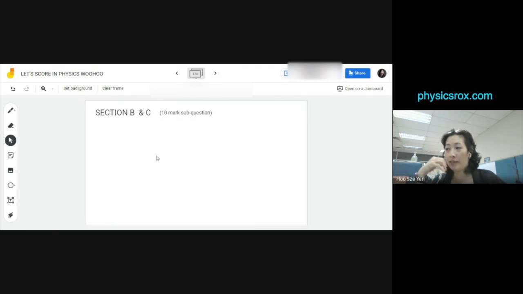In terms of the 10 mark sub-question, Section B is the one where they will give you a choice, and you need to choose which is the correct one. Section C is the one where you need to come up with your own answers, correct?